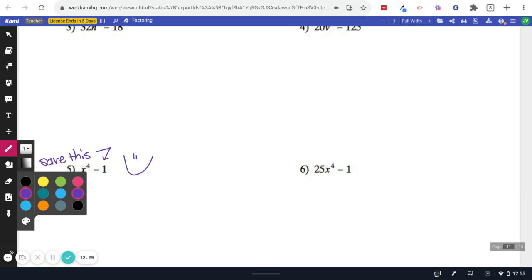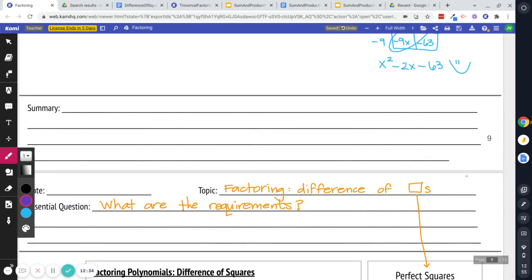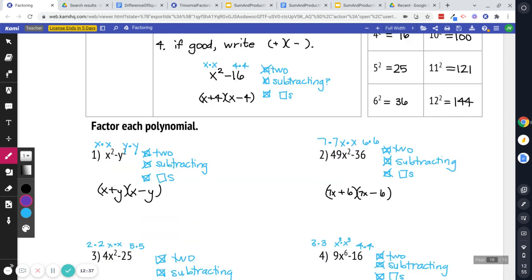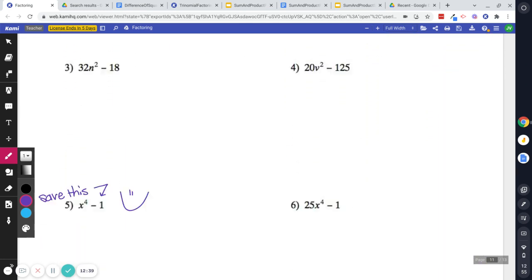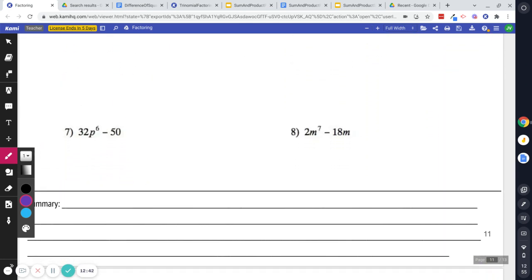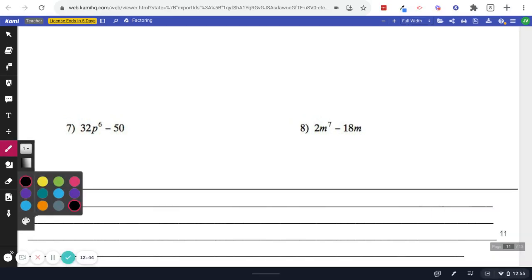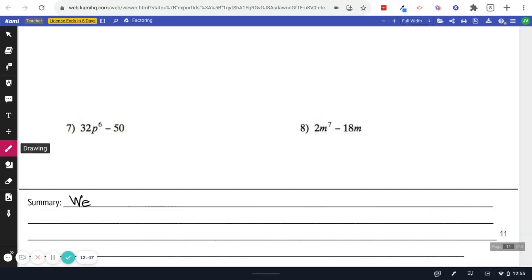In the meantime, you get after it on your assignment and remember your checklist. What are the requirements? We can totally answer that now, right? We need two things that are subtracting that are perfect squares. So in our summary spot, we need two perfect squares being subtracted. I know that I switched the order compared to our checklist, but that's okay.